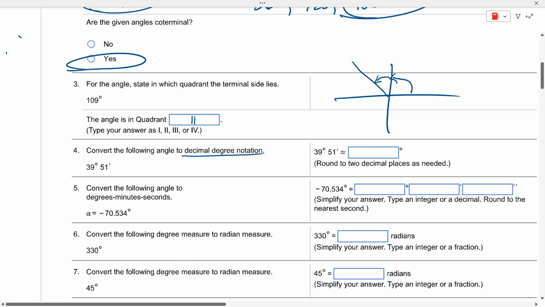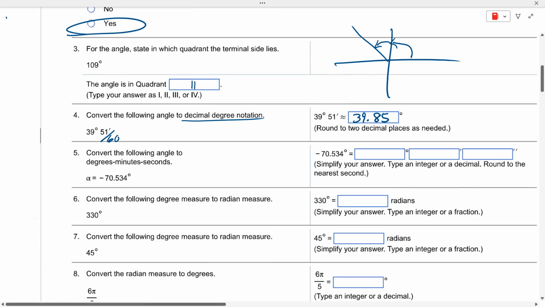Convert to decimal degree when it's in degrees, minutes, seconds. Well, do you multiply by 60 or divide by 60 when you're changing minutes into decimals? Divide by 60. So this is 39 point what? What's 51 divided by 60? 0.85. Okay. All right.